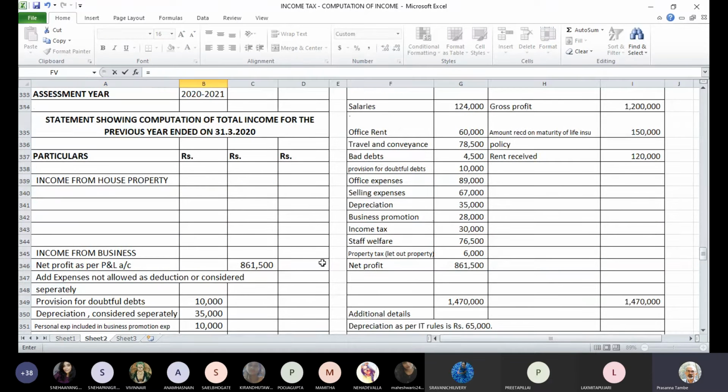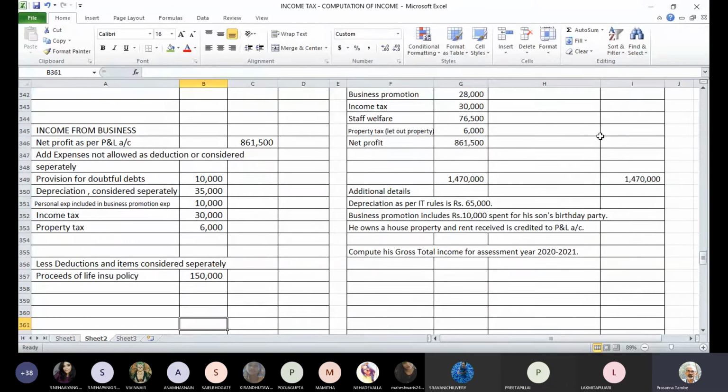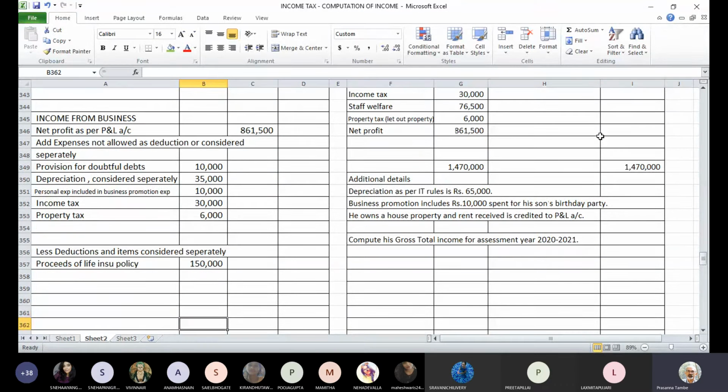Proceeds of life insurance policy are 1,50,000. So that will be shown here as a deduction. Now, when you have these kind of exemptions or items, it is better to give a note separately saying that these are exempted or otherwise. Okay. So I'll use this space to make the notes.